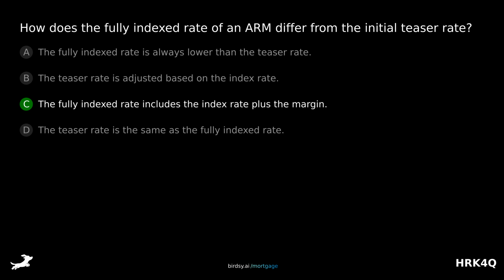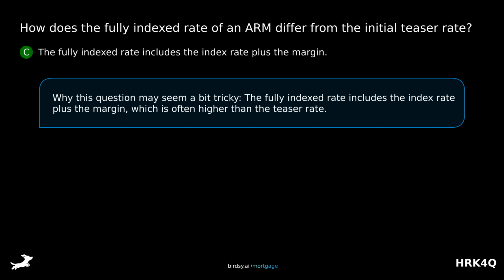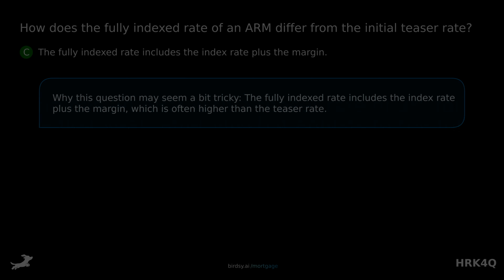The answer is C. The fully indexed rate includes the index rate plus the margin. Why this question may seem a bit tricky: the fully indexed rate includes the index rate plus the margin, which is often higher than the teaser rate.